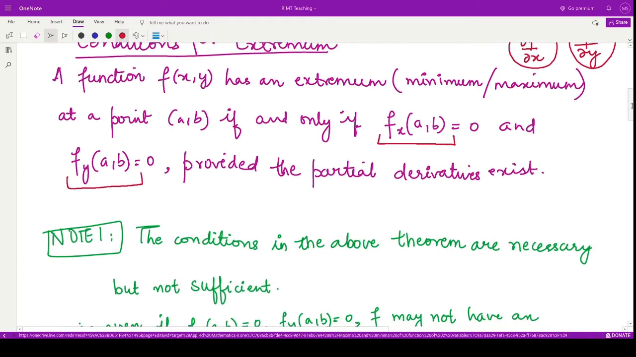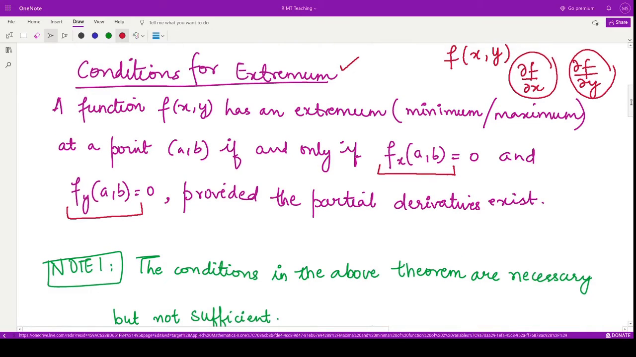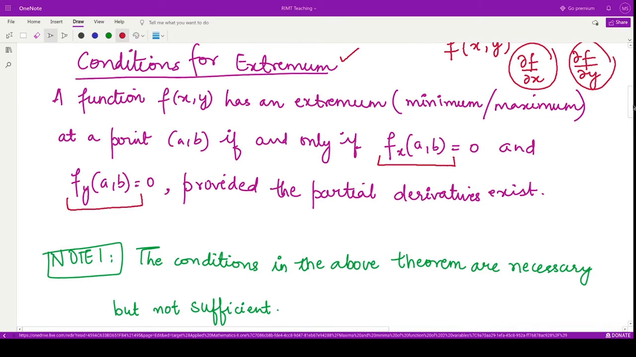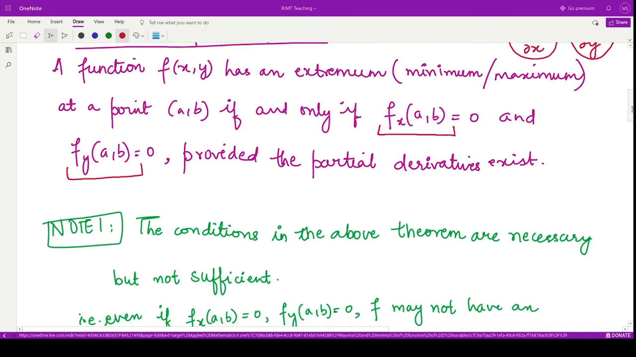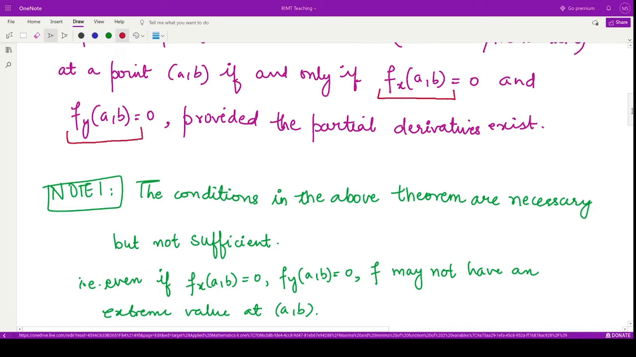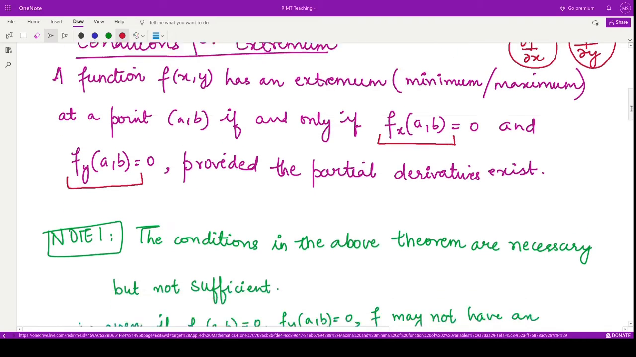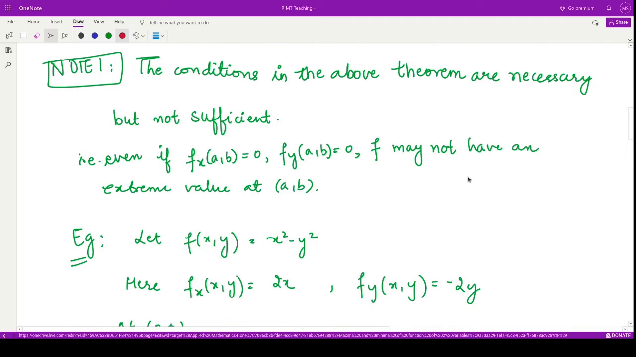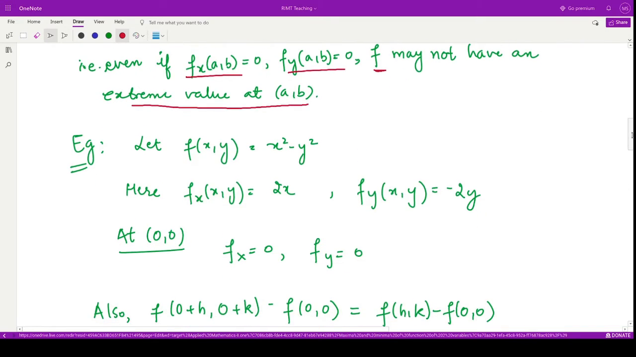You should note that these are only the necessary conditions, but not the sufficient conditions. That means suppose you are given that the derivative is equal to 0, but will the function have an extreme value? That is what we are asking. It is not always the case. Suppose for a function these conditions are satisfied, but you cannot conclude that the function always has an extreme value at the given point a, b. For this, let us see an example.